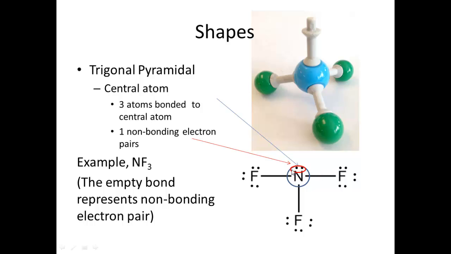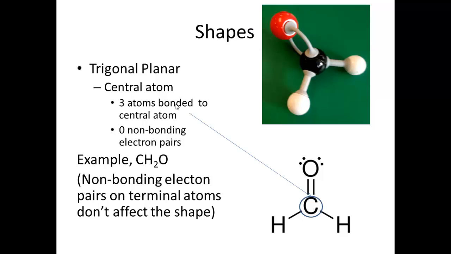Non-bonding electron pairs on the nitrogen actually cause the shape to be pyramidal. So you can think about that as like a bond without an atom there. And that's why I drew that bond up there. So the empty bond represents that non-bonding electron pair. So again, trigonal pyramidal shape is when there are 3 atoms bonded to the central atom with 1 non-bonding electron pair. Next shape is trigonal planar.